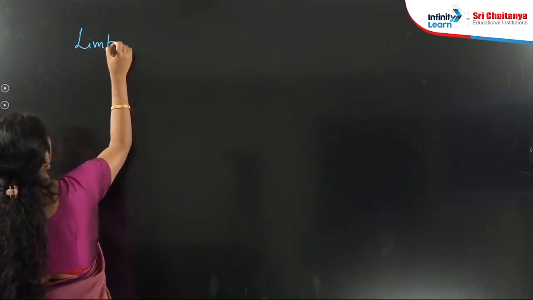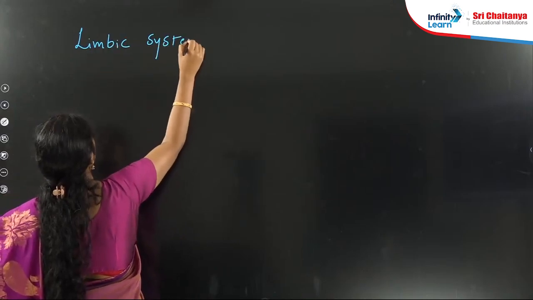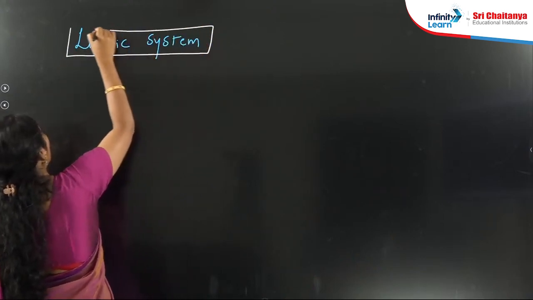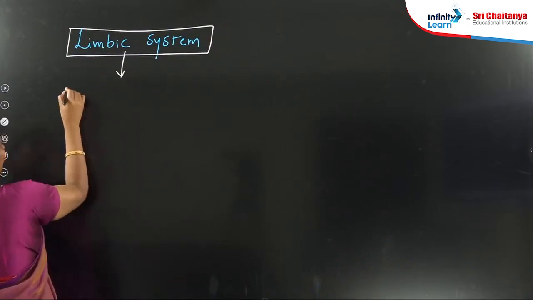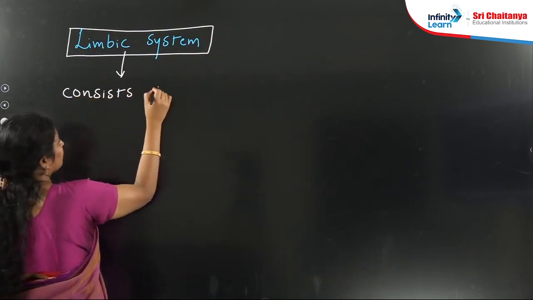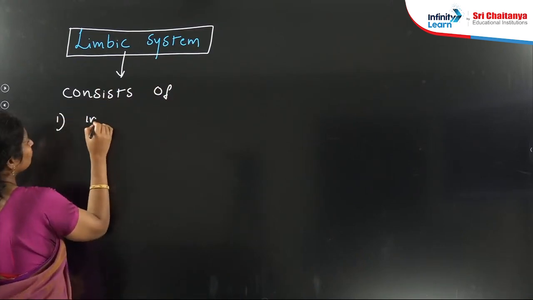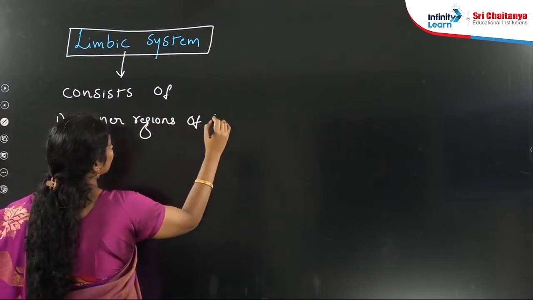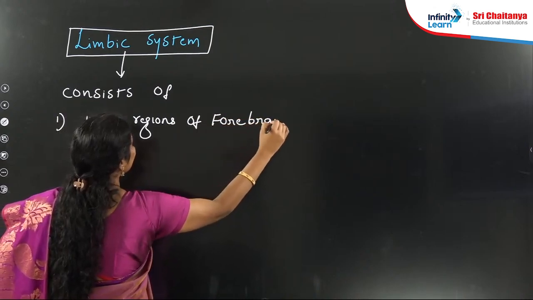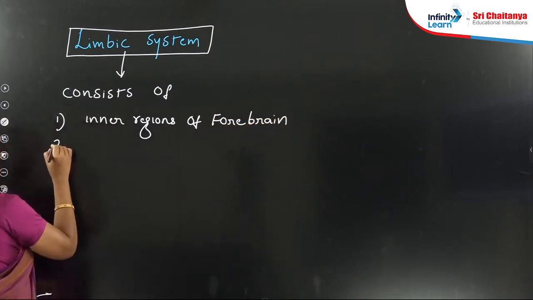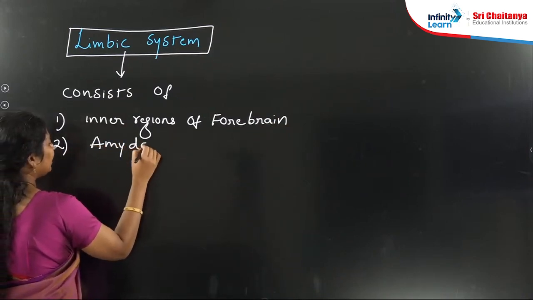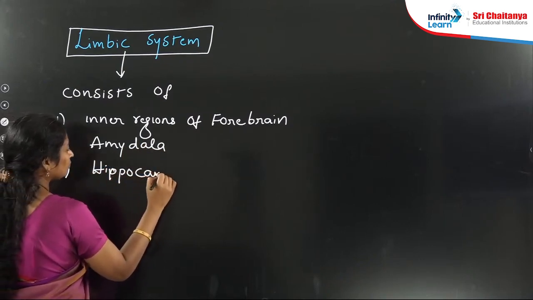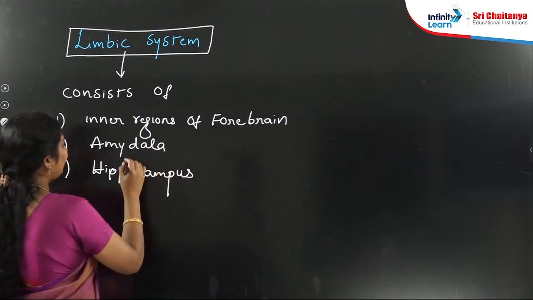Next, it has a limbic system. This point is also important. What is the limbic system? The limbic system is made up of, number one, the inner regions of the forebrain, second, the amygdala, and third, the hippocampus.